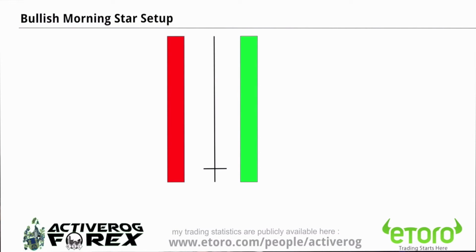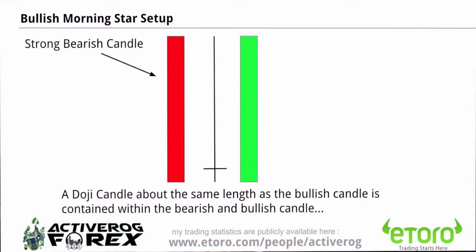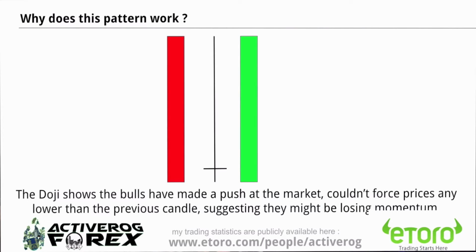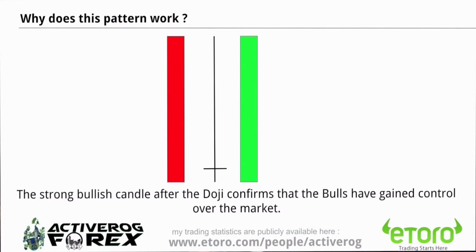star setup. A bullish morning star setup has a strong bearish candle. This is followed by a doji candle that's about the same length as the previous bearish candle. It should be contained within the real body of the previous candle. This is followed by a strong bullish candle. Why does this pattern work? The doji candle shows that the bulls have stepped in and tried to push the market higher.